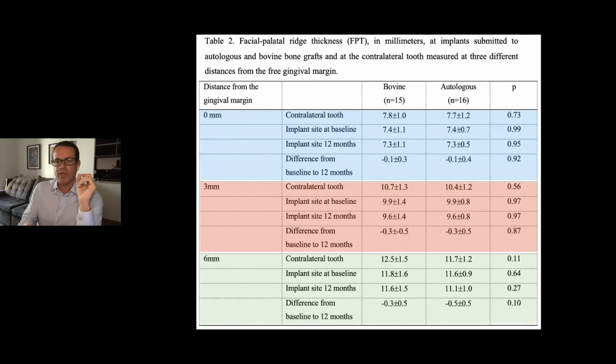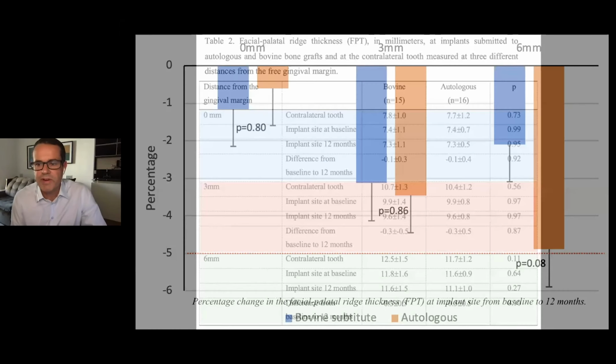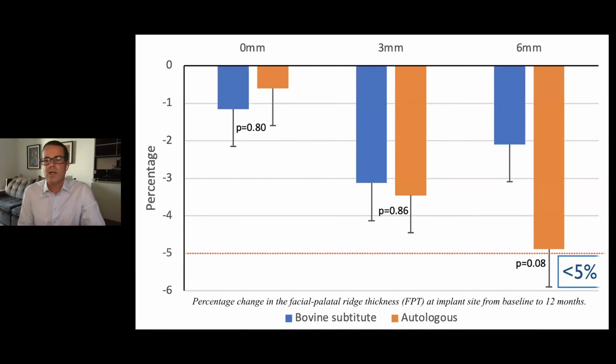And also, we had a very small change in millimeters of 0.1 millimeter in the gingival margin, 0.3 millimeters at the 3 millimeter point we measured, and 0.3 and 0.5 millimeters at the 6 millimeters point and reference point from the gingival margin. All of these measurements without significant differences between the 2 techniques. In terms of percentage change, we had a very small percentage change, below 5% in the 2 groups and without significant differences between them.